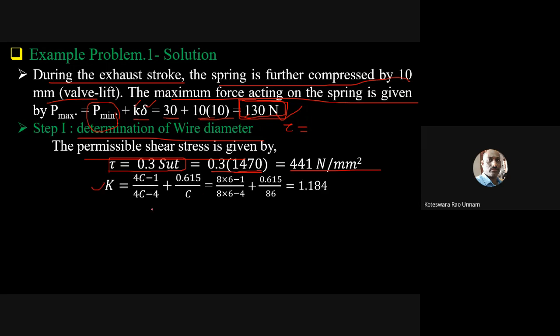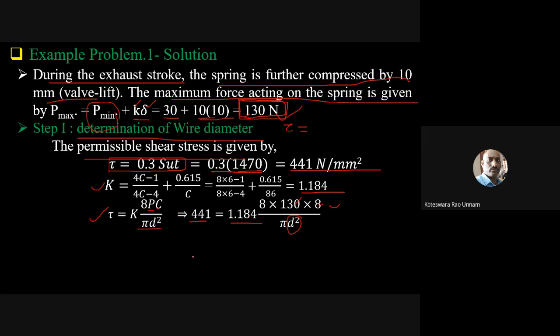Then I'll calculate the K value. C is given as 8. If I substitute that 8 into the formula for K, I get K as 1.184. Then use the formula for the resultant shear stress, which is K into 8PC by pi d square. Substitute all the data: allowable shear stress is 441, K is 1.184, P is 130, and C is given as 8, not 80, 8. Then substitute pi d square, so the only unknown is d. If you solve this, you will get d equal to 2.67 mm, which may be rounded up to 3 mm. So we got the wire diameter as 3 mm.